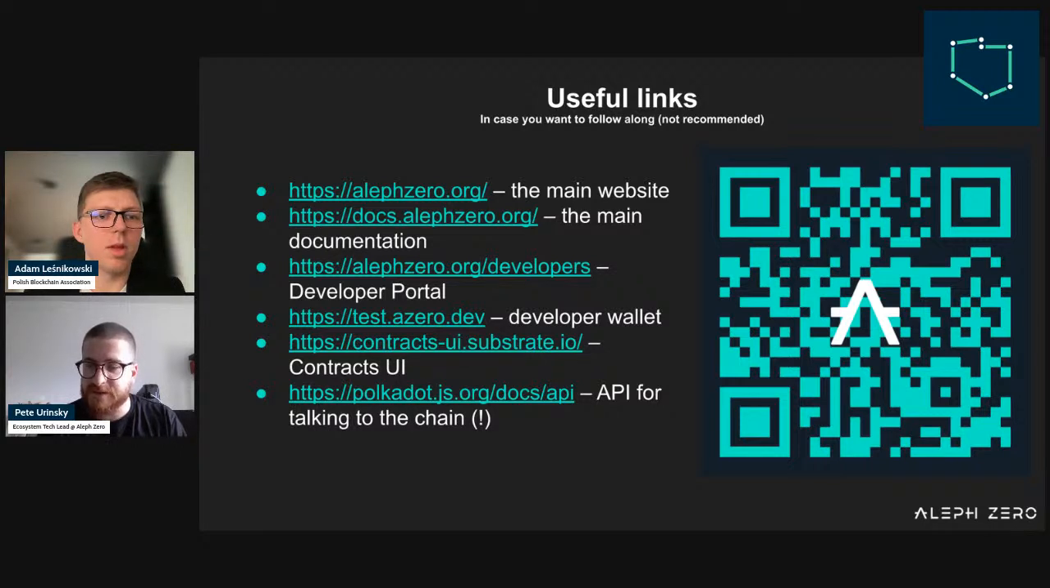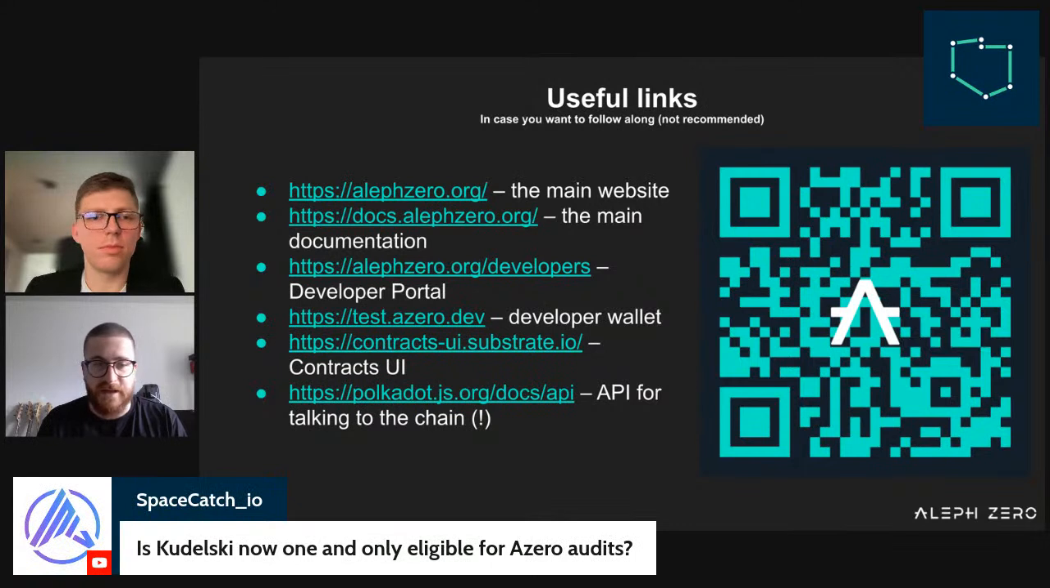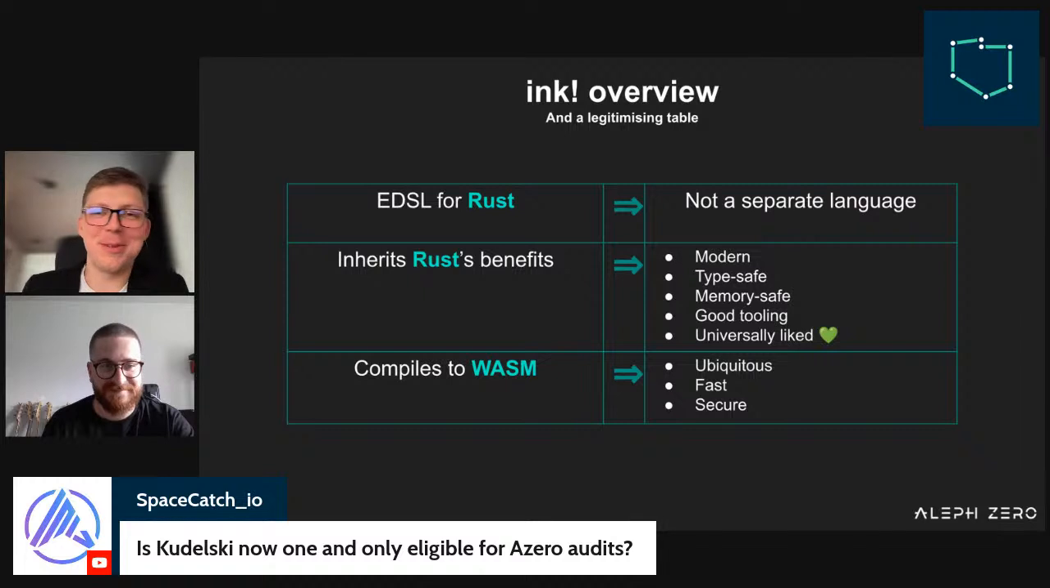There's a question: is Kudelski now the one and only eligible for A0 audits? No, but this is the firm that we ourselves and our ecosystem funding program are in partnership with. So our ecosystem funding program projects have the possibility to use audits from Kudelski Security. Well, definitely, this is a very good auditing company, but you're free to choose any good auditing company. Do your own research always.